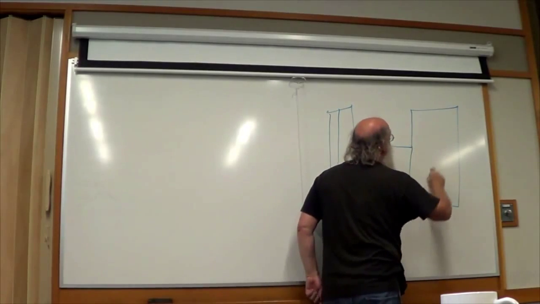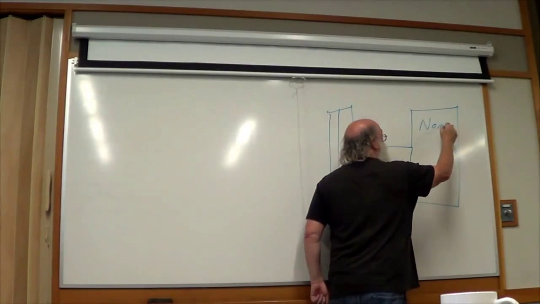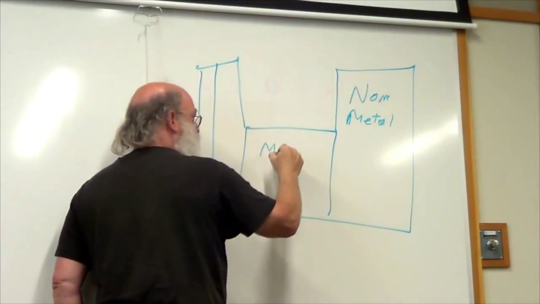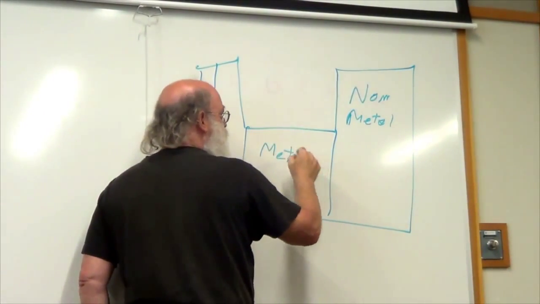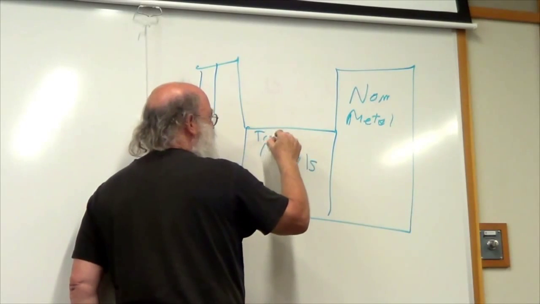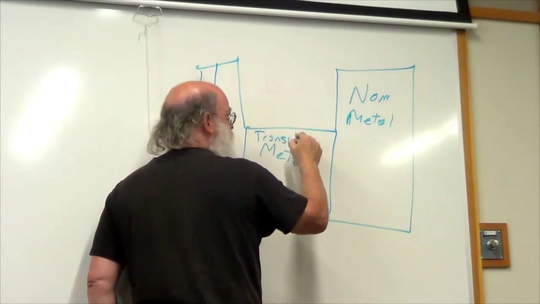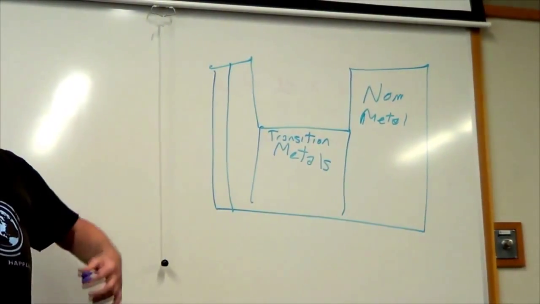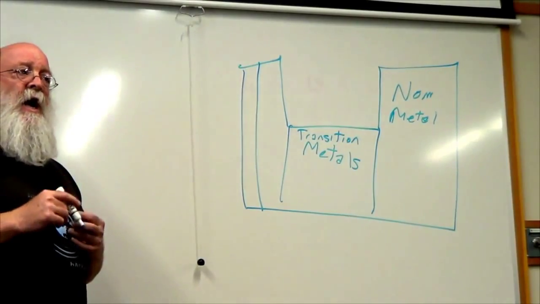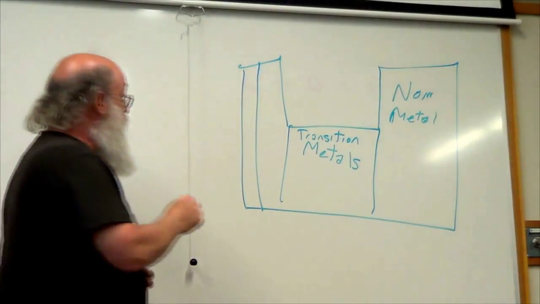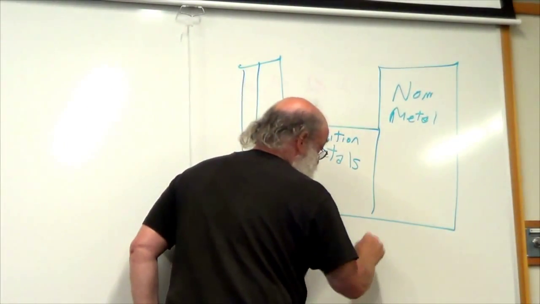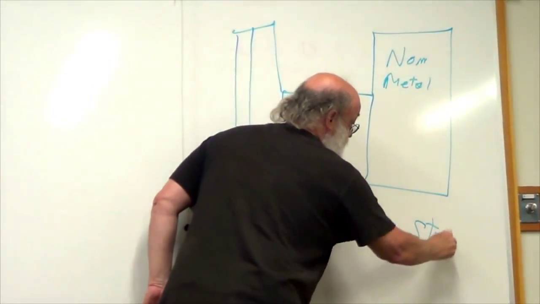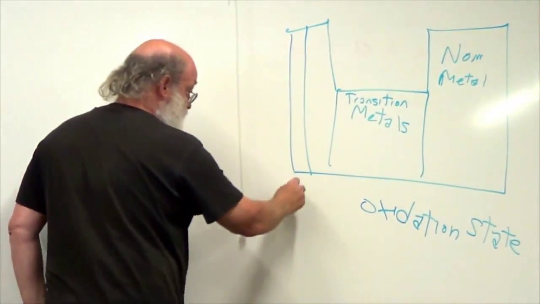And you have different areas. This area is for non-metals. This area is for metals. And usually the metals in this area are called transition metals. And the reason they're transition metals is because they change their oxidation state. Now the term oxidation state has to do with the idea that elements have charges.